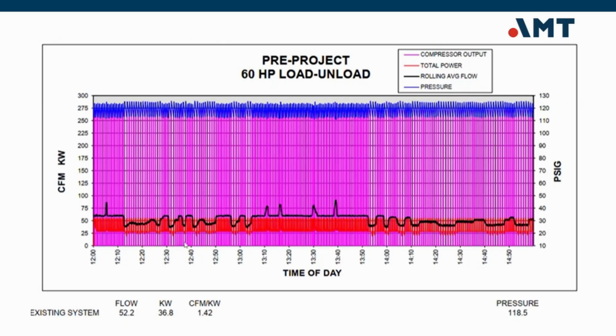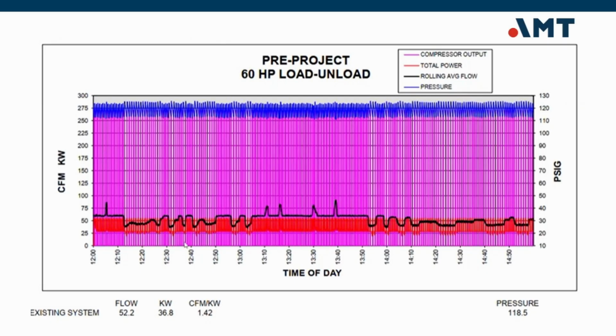This slide shows the pre-project condition using a 60 horsepower load-unload rotary screw compressor. At first glance, the system looks normal. Pressure is maintained and demand is met. But the trend data reveals inefficiencies. Across the top of the graph, you can see the pressure line hovering around 118 psig. The system is holding pressure, but notice how tight and repetitive this cycling pattern is.